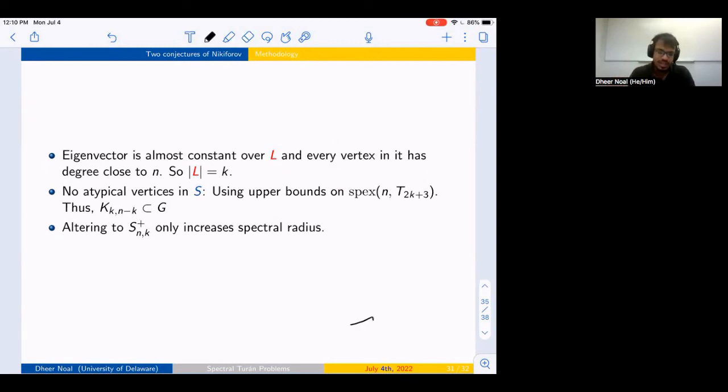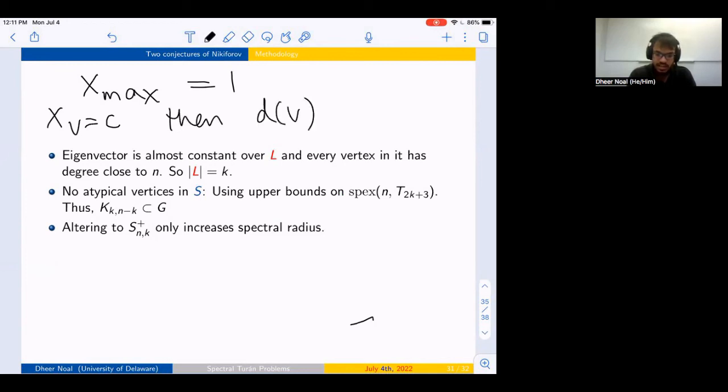And you can show something like, say, we scale our vector so that the maximum entry of the Perron vector is 1. And say we take a vertex v in L which has weight C, then the degree of v is going to be at least Cn minus epsilon n. So we can show that every vertex in L has almost degree C times n.